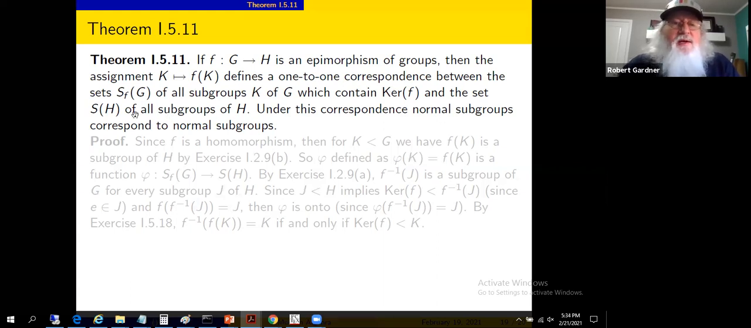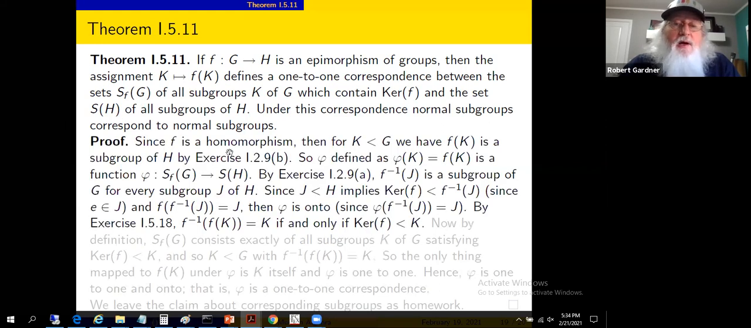We're dealing with, let's see, S sub F of G, which is the subgroups K of G which contain the kernel of F. Okay, that's why this is sub F. So we'll have a subfunction here, and the requirement will be that these are subgroups that contain the kernel. And S of H is simply subgroups of H. All right, so we're claiming a one-to-one correspondence between S sub F of G and S of H.